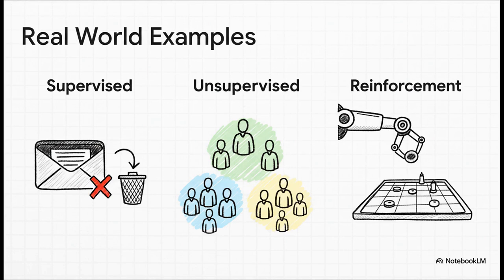And you see this stuff in the real world every single day. That spam filter in your email? That's supervised learning. When a company groups its customers into different marketing segments, that's unsupervised learning. And those AIs that can beat the best chess and Go players in the world, or robots that learn to do complex tasks, that's the magic of reinforcement learning.